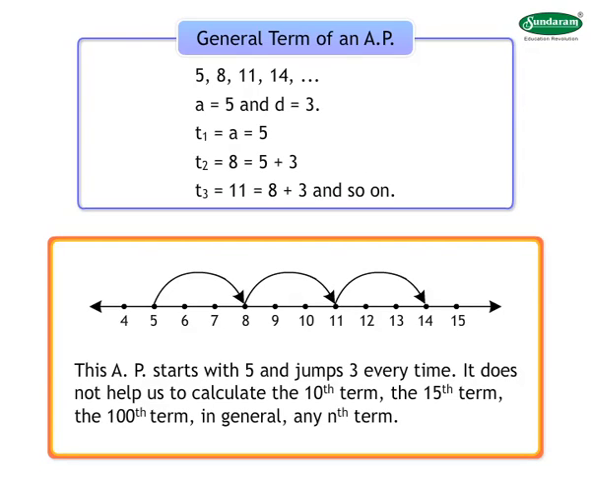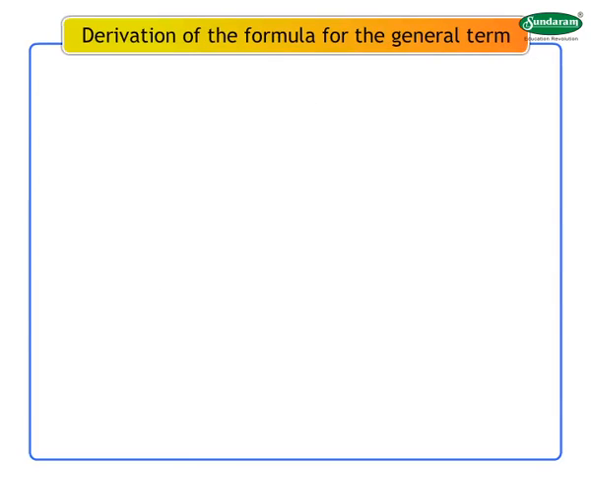It does not help us to calculate the 10th term, the 15th term, the 100th term, in general any nth term. So, we must have a formula to find out any term, say nth term, which gives an expression for the general terms in terms of n. Thus, by substituting value of n as we wish, we can find any term. This gives an expression for the general term. Derivation of the formula for the general term.